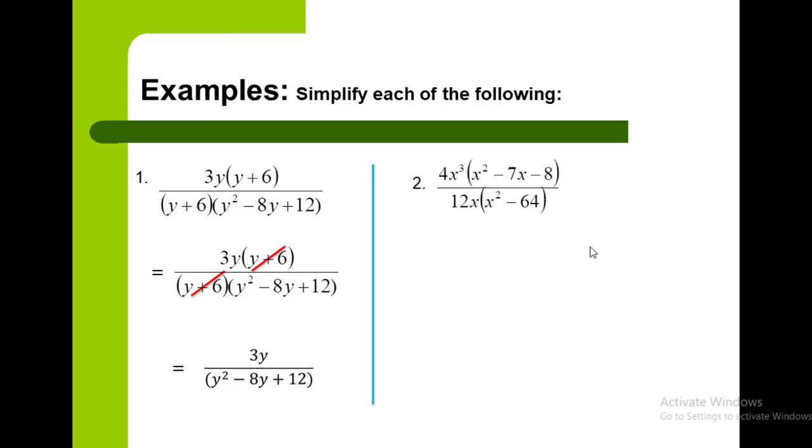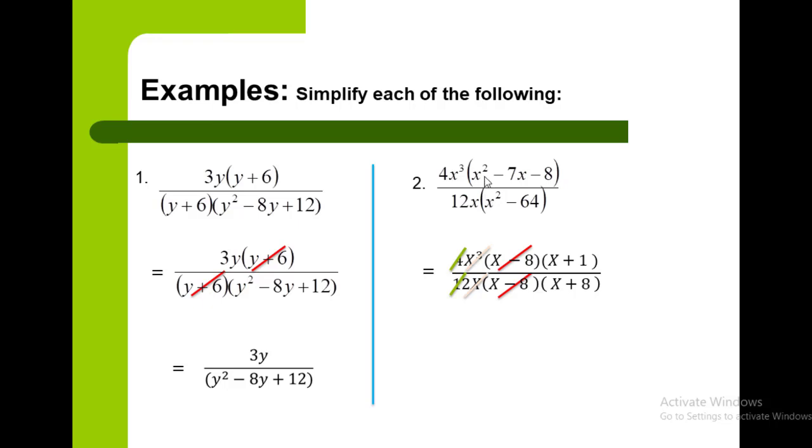Another example, number 2. Simplify 4x cubed times (x squared minus 7x minus 8) over 12x times (x squared minus 64). At first, we will factorize the first bracket in the numerator into two brackets: the first one x minus 8 and the second one x plus 1. We factorize only the first term and the third term.